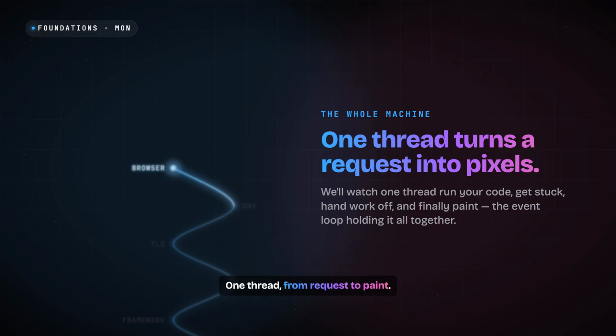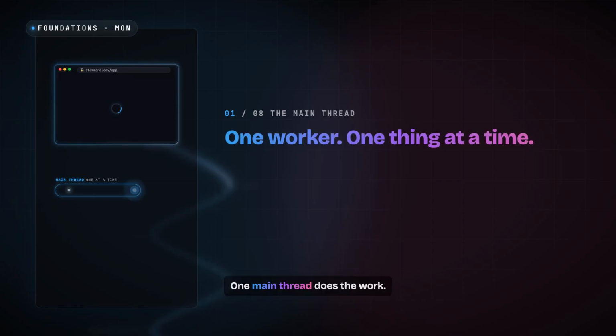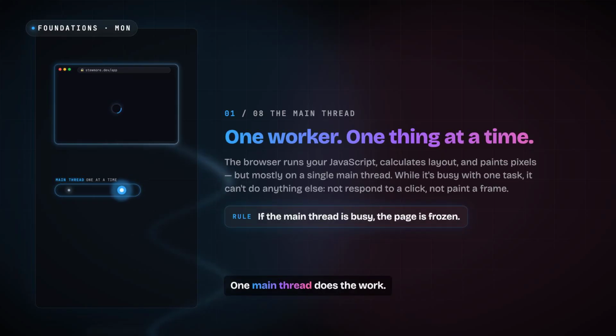Understand how that one thread schedules its work, and everything, from a frozen tab to a slow page, suddenly makes sense. Here's the foundation. Your browser does almost all of its work on one main thread. It runs your code, it figures out where everything goes, and it paints the result. One worker, handling one task at a time. So the order it does things in, and how long each thing takes, is everything.